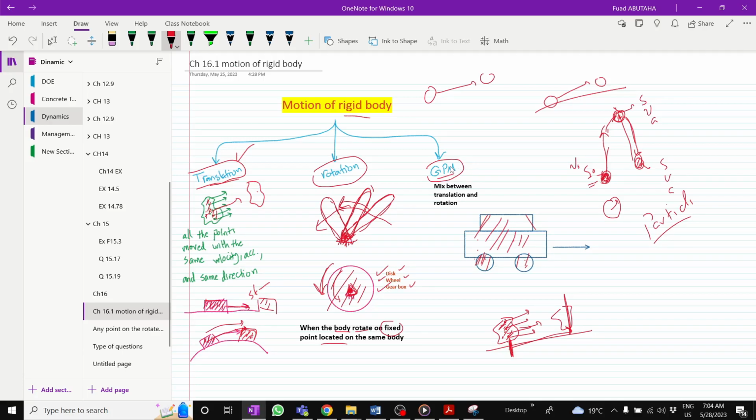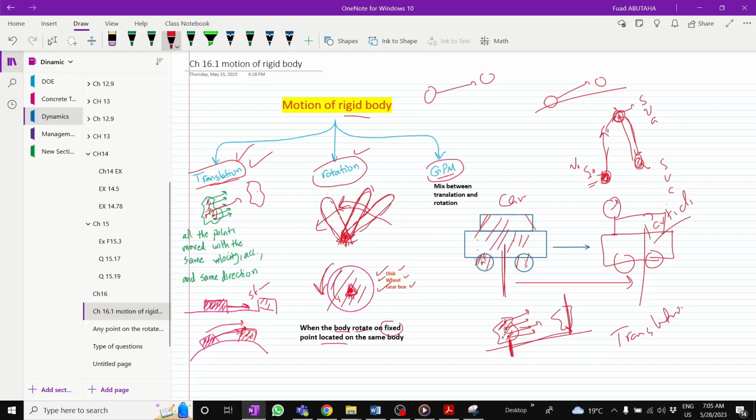The third type of motion, we call it GPM. GPM is a mixture of these two types of motion, translation and rotation at the same time. An example of this type of motion is a car. There is a car here, and the car is moving all the way here, moved from this position, and it ends up at this position. So this is translation motion.